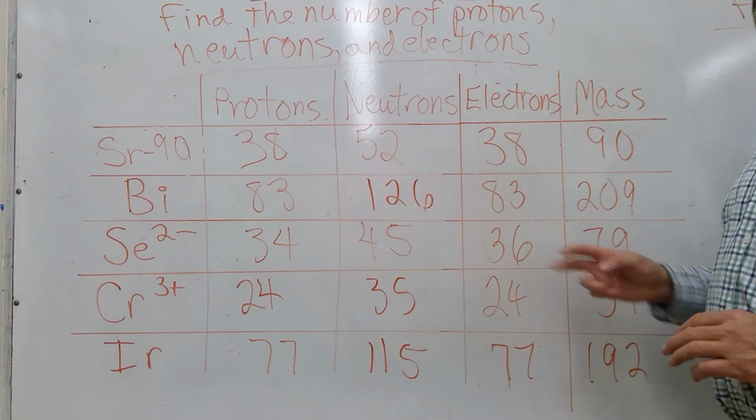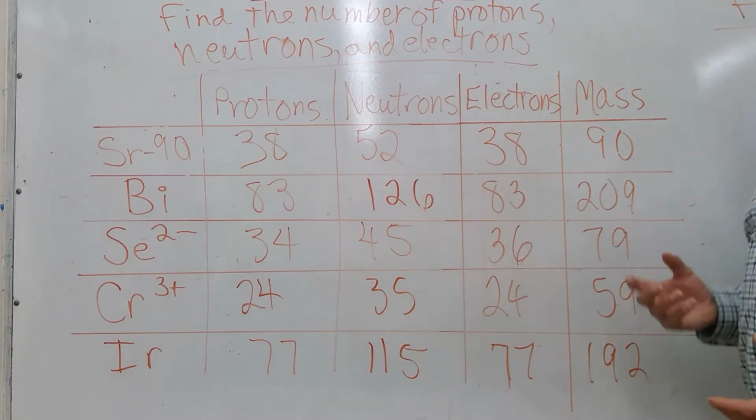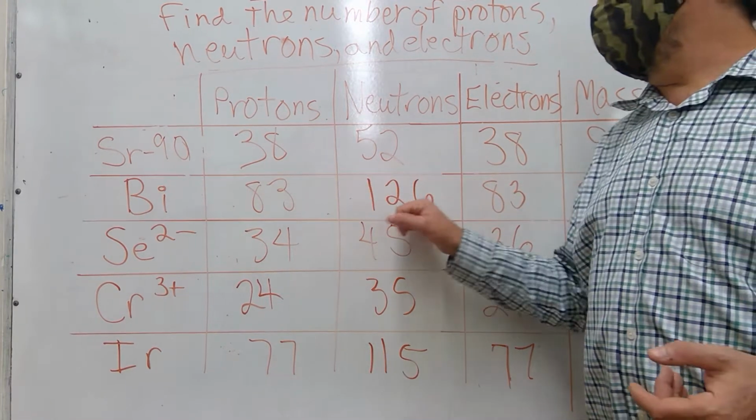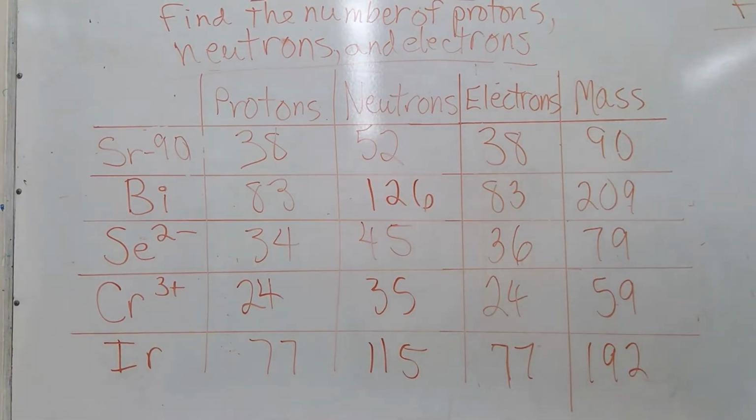To determine the number of neutrons, we round the mass to its nearest whole number. So in this case, we've rounded the atomic mass to 209, and we subtract the number of protons, and that gives us the number of neutrons.